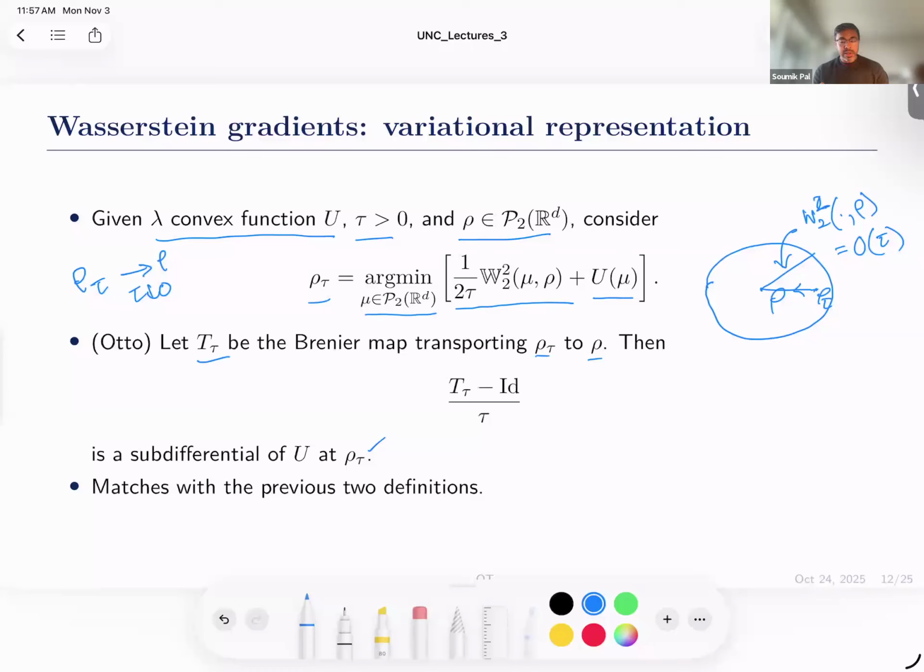So what did we learn from this? We learned that u always admits a subdifferential at rho tau. That's one. You can always find this subdifferential by looking at T tau minus identity over tau. And as tau goes to 0, this rho tau is converging to rho. So you're approximating the gradient at rho, whether or not it exists, by proper gradients at a sequence of points approaching rho. You can show, and this is done in Ambrosio, Gigli, Savaré, that if u actually admits its own subdifferential, then it also matches with this definition. They're all consistent. But this is a very robust definition of Wasserstein gradients at nice probability measures, which are close to rho.